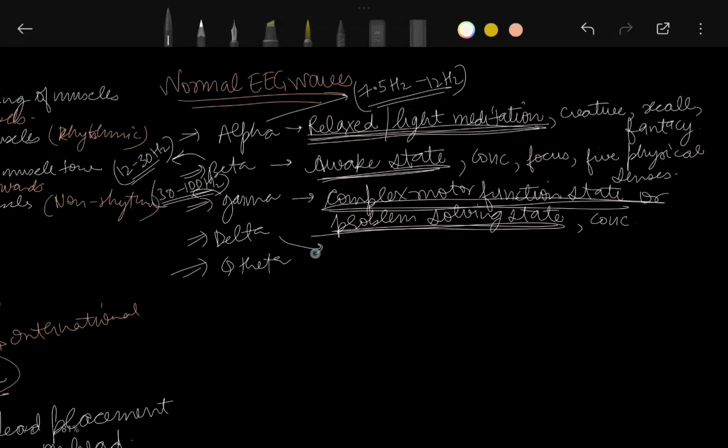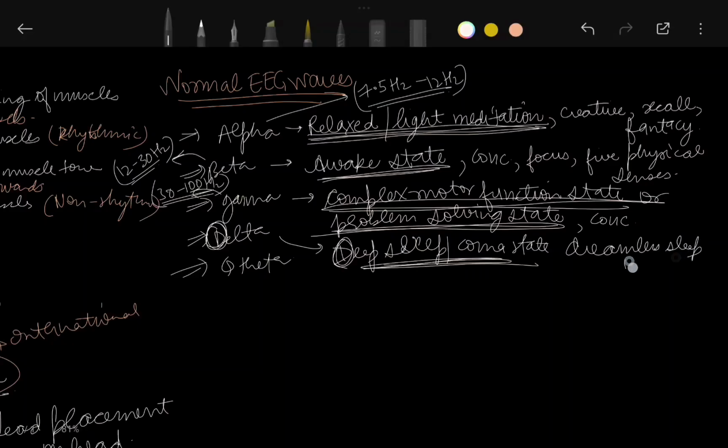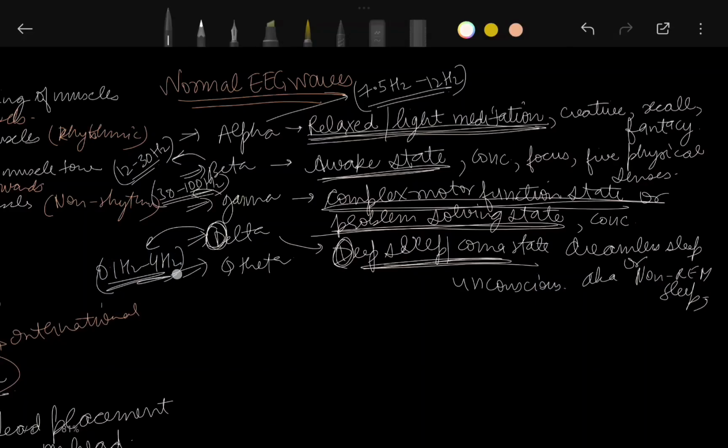Delta. Now, the delta waves are seen in deep sleep or coma. D for delta, D for deep sleep or during coma state. Only these two are important. After that, it can also be seen in dreamless sleep, also known as non-REM sleep, or when the person is unconscious due to any reason. Delta waves are 0.1 hertz to 4 hertz, or we can also say less than 4 hertz. The maximum frequency is in gamma state and the least is in delta state.